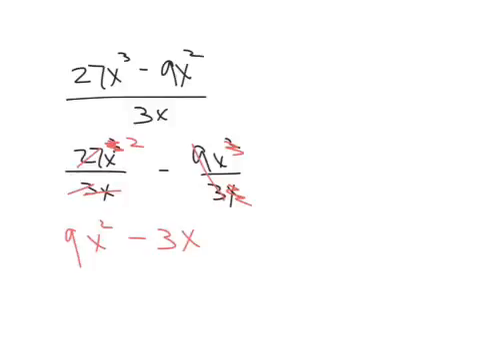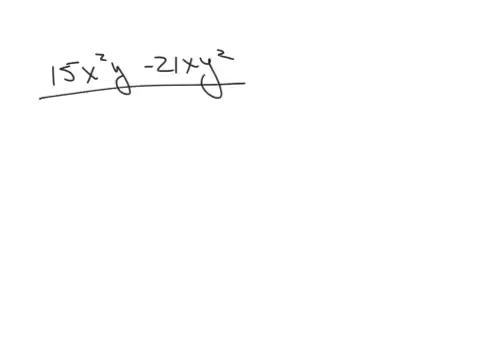Okay, so let's keep getting a little more complicated as we go here, but one of the things you'll notice is the procedure is the same. Example 5. Divide 15x squared y minus 21xy squared by negative 3xy. Okay, so here we go. Split them up.